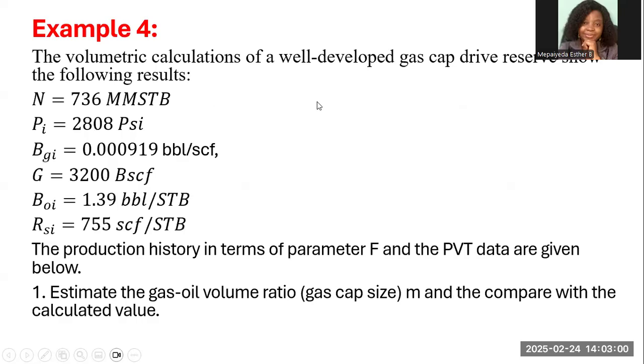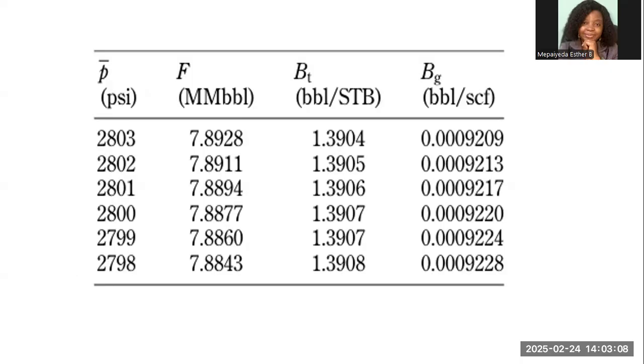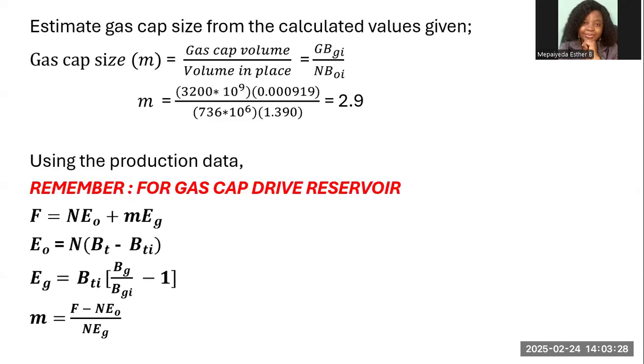The reservoir is identified as a gas cap drive reservoir. So you have your Bt here, and then you have your Bg. For you to have your Bg, meaning that you have a reduction in Rs, and then you have Rp at the surface, but all that is not given in this equation. We are focused on estimating the gas cap size.